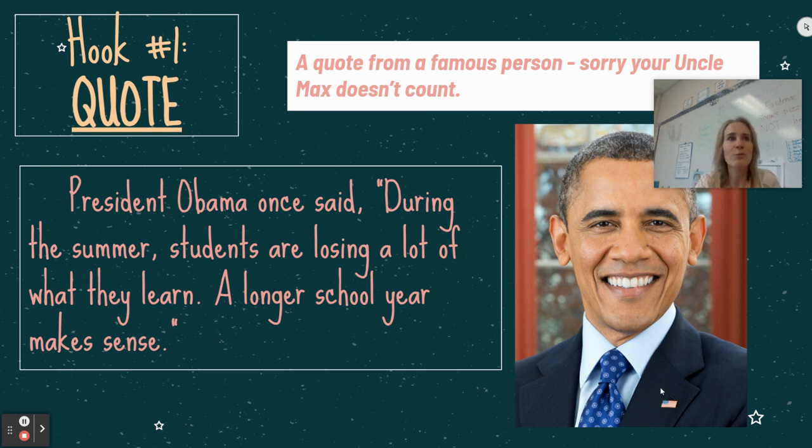Does anyone recognize who this person is? President Obama. Is he recognizable? Yes. Is he famous? Yes. So that counts as a quote from a famous person. I lead in with a dialogue tag because I'm about to give a quote in quotation marks. So I say, President Obama once said, "During the summer, students are losing a lot of what they learn. A longer school year makes sense."